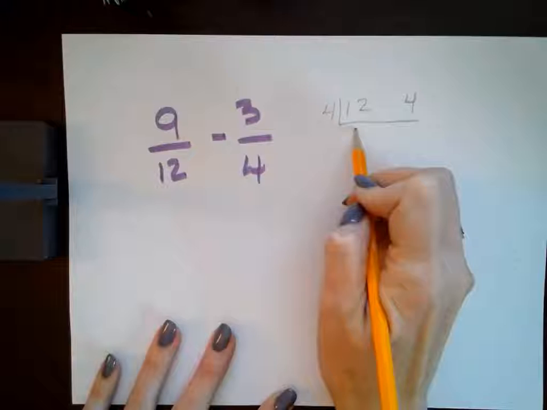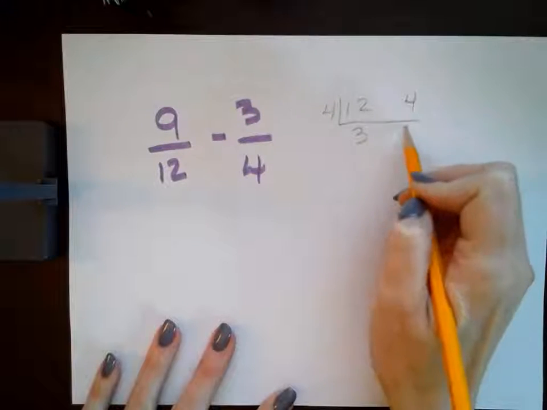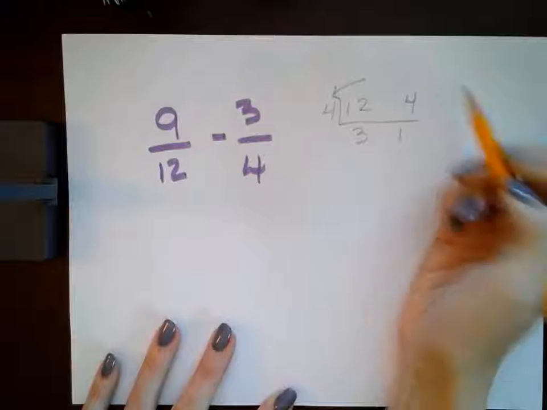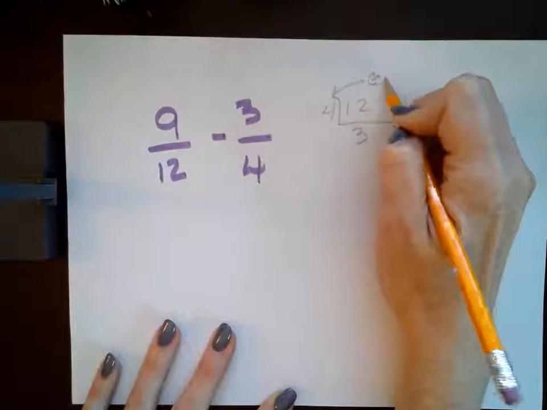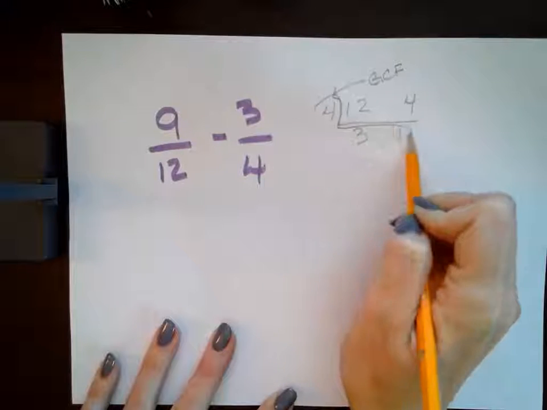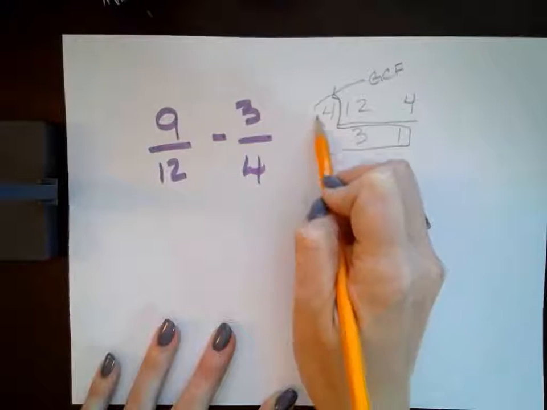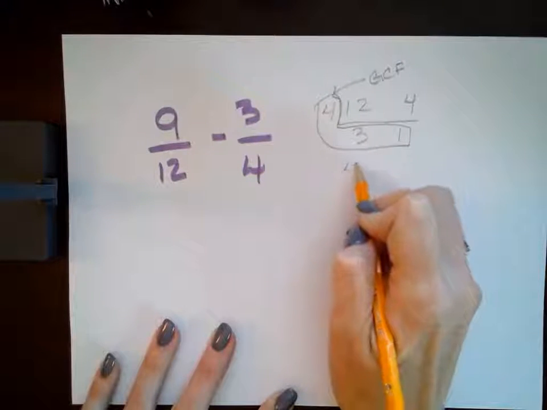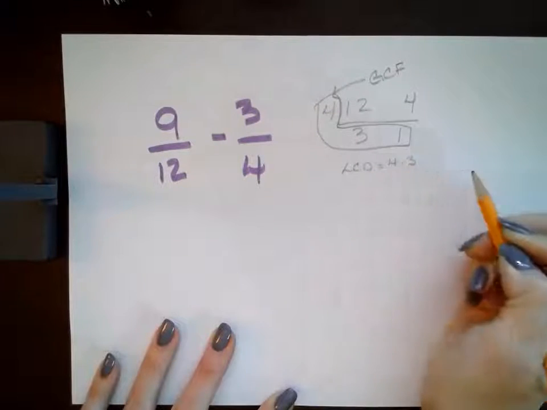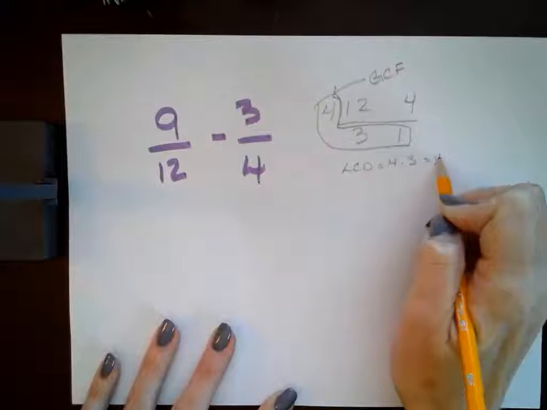12 divided by 4 is 3. 4 divided by 4 is 1. We get a couple pieces of information here. This 4 on the outside is our greatest common factor, and I draw an L around everything on the outside to tell me that my lowest common denominator or lowest common multiple is 4 times 3, which is 12.